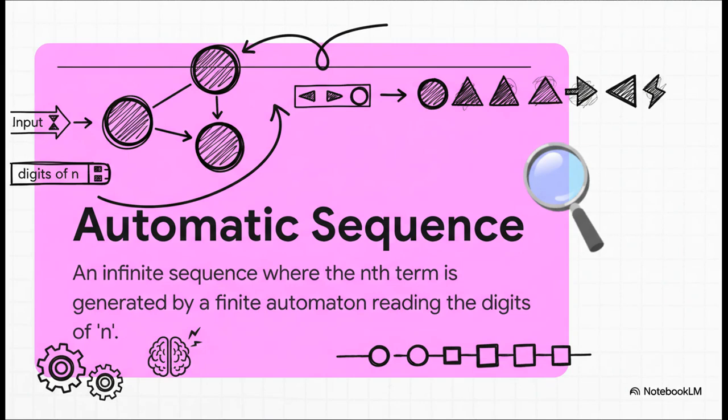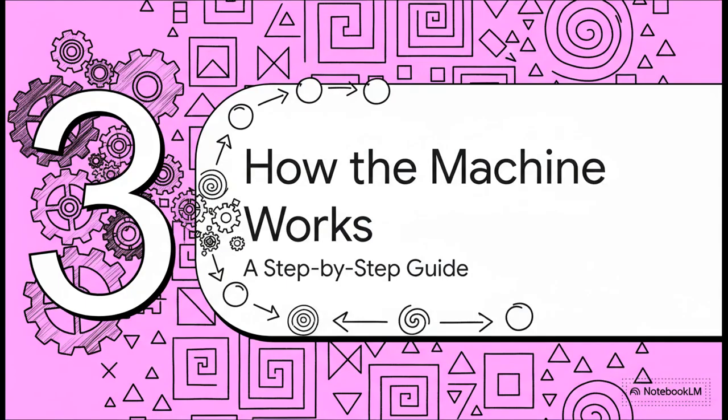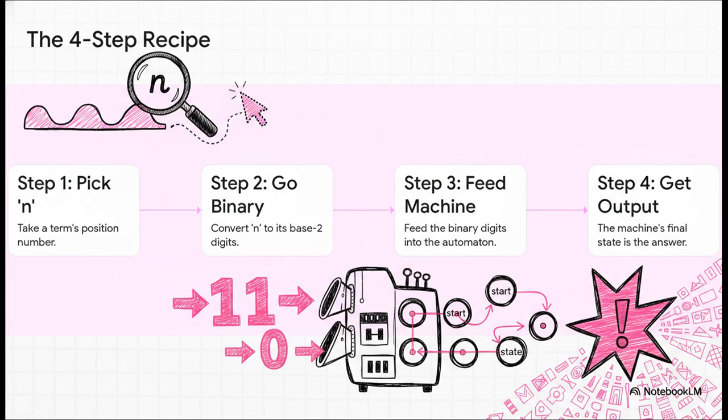And this brings us to the key idea for today. A sequence like this is called an automatic sequence. And what makes it special is how you find the nth term. You take the number n, you break it down into its digits, and then you feed those digits into one of these little machines. The state the machine ends up in, that's your answer. So I know what you're probably thinking. How in the world does that tiny diagram generate such a weird, complicated pattern? Let's break it down step by step. It's actually pretty cool. Here's the 4-step recipe.